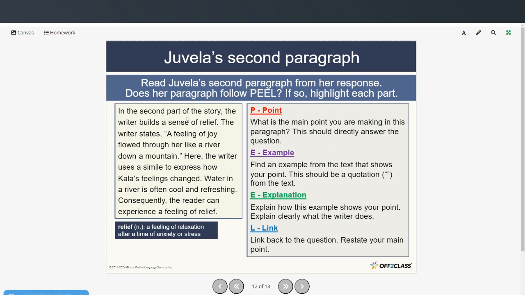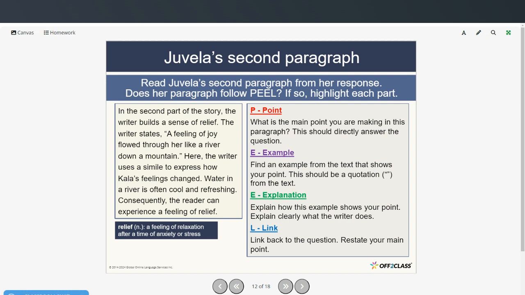So in the second part of the story, the writer builds a sense of relief. The writer states, "A feeling of joy flowed through her like a river down a mountain." Here the writer uses a simile to express how Kayla's feelings have changed.